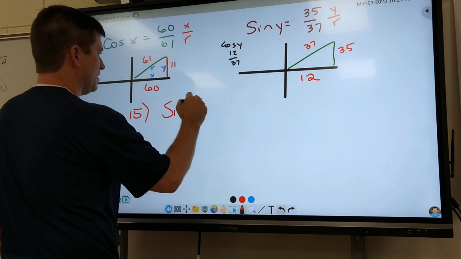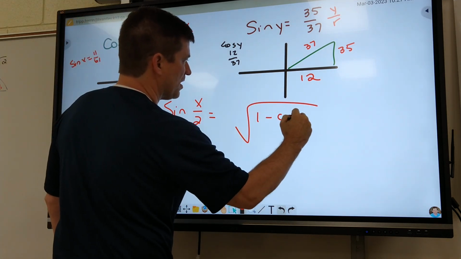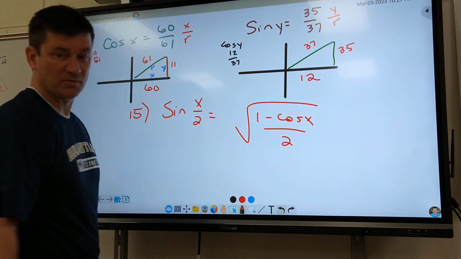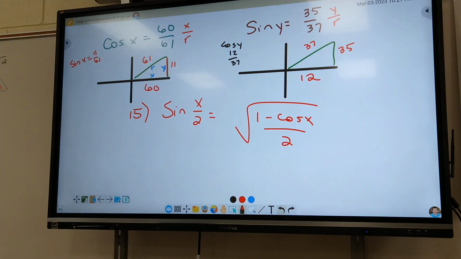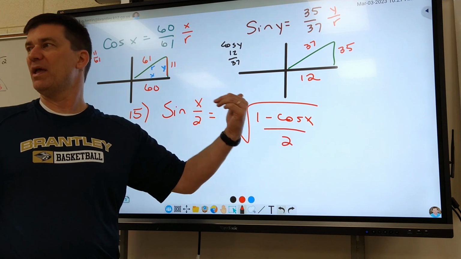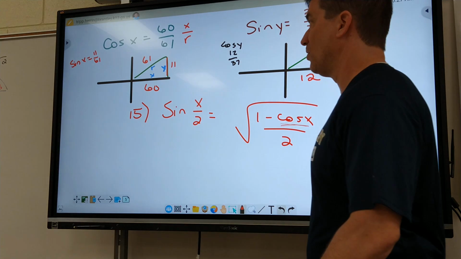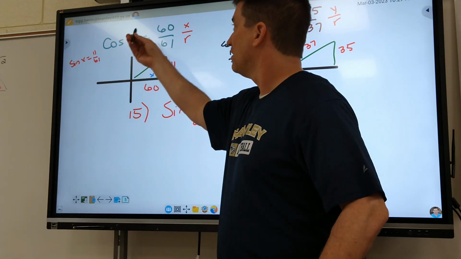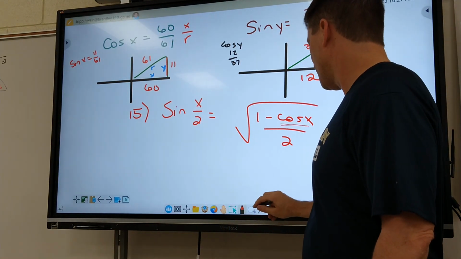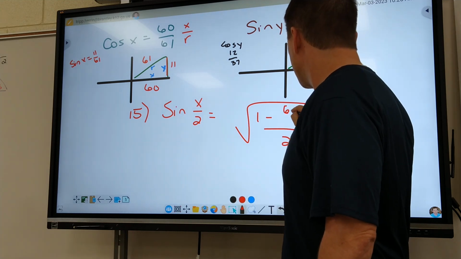Sine of x over 2. All right, write the formula down. Square root of 1 minus cosine x over 2. I was guessing on that. Does everybody see where I got the formula from? All we have to do is plug in something for cosine x. We already have cosine x. It's 60 over 61. So I'm going to erase the cosine x and just plug in 60 over 61.